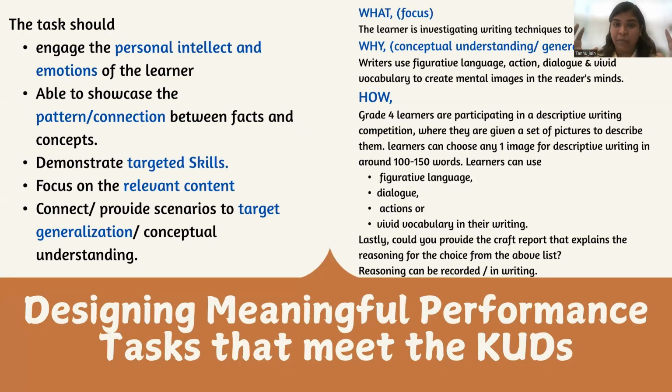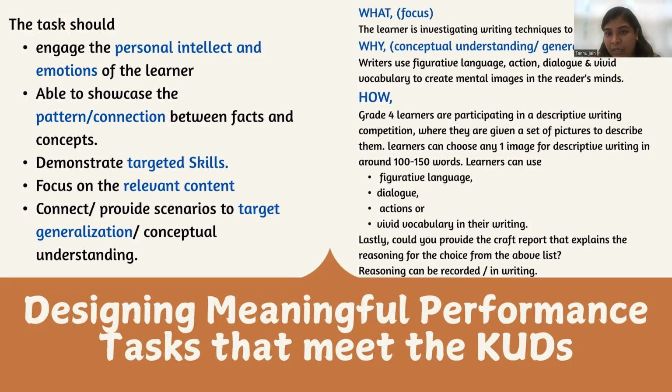When I make my assessment, I always keep in mind what is being assessed, why it is being assessed, and how it is going to be assessed. What is assessed is that the learner is investigating writing techniques to interest the reader. The why is your generalization, your conceptual understanding. And then the how. When I'm designing that how, I keep the highlighted things you see on the other side in mind for the task. So right now, if you see this, I have designed this.